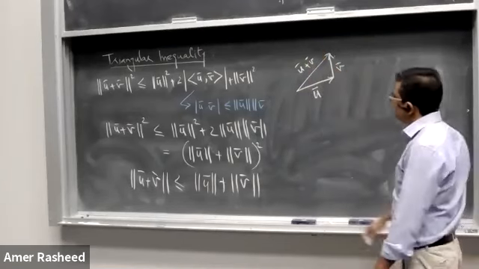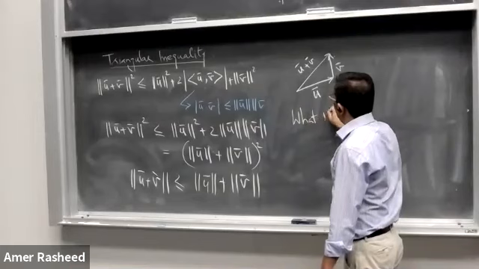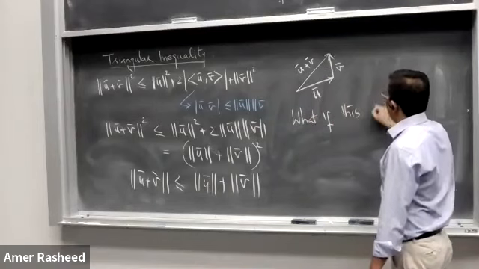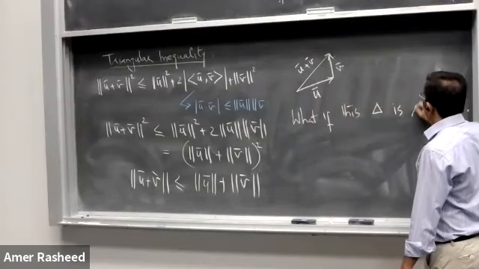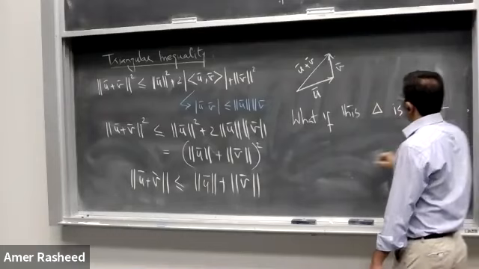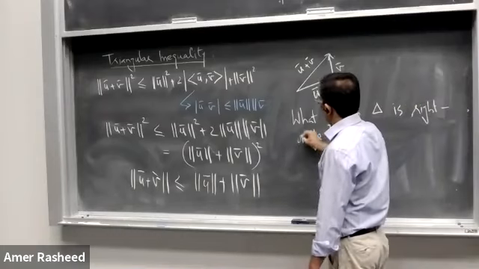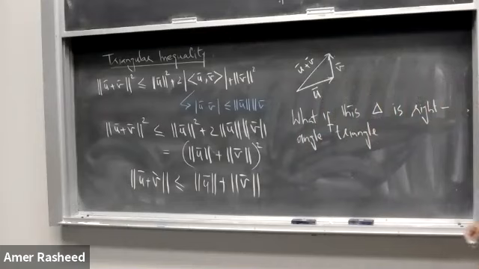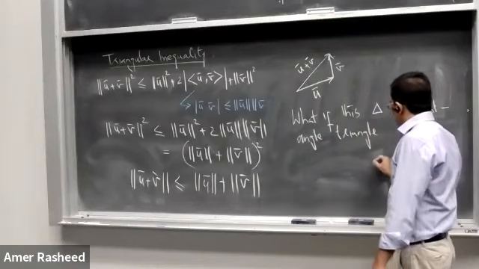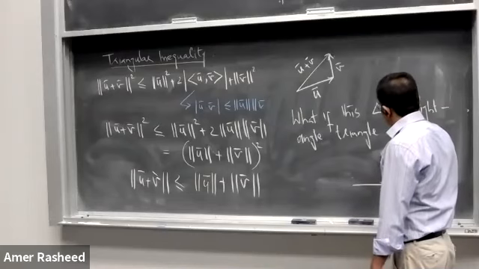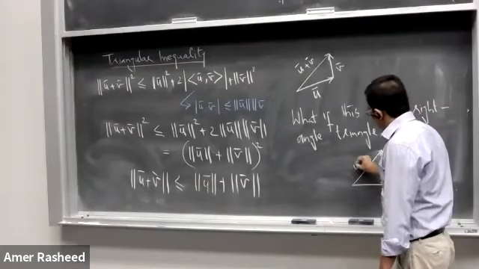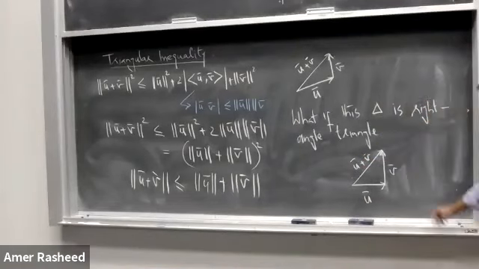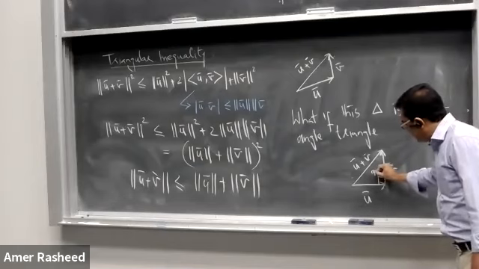Now, what if this triangle is a right angle triangle? In that case, we'll have this vector and this vector. This is your u plus v, and this is u, this is v. Now, in this case, this angle will be a 90-degree angle.